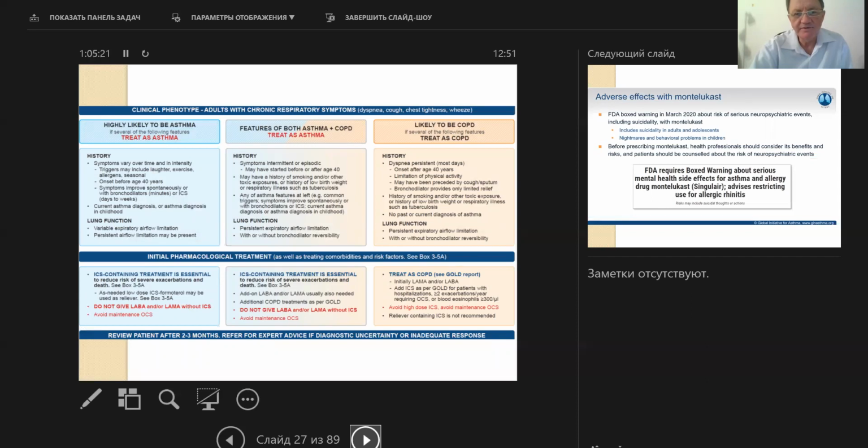But if we suspect COPD, we should not treat the patient with inhaled corticosteroids as a monotherapy. We will say about it later.